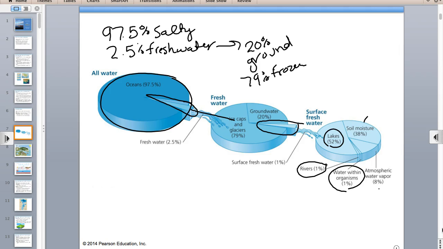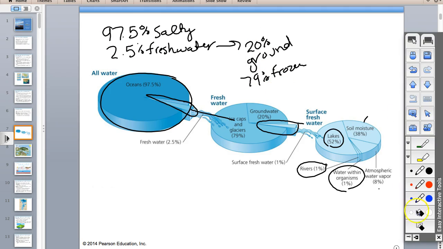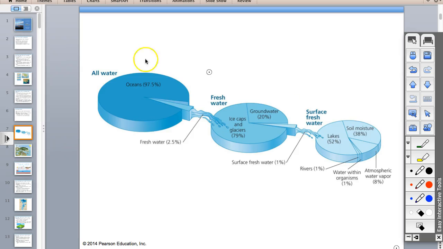So, bottom line, 97.5% is salty, 2.5% is fresh. Of the fresh water, about 80% is frozen and 20% is in the ground. Yeah, I know it's 79, I got it. But that 1% that's not frozen or in the ground, most of it's in lakes. A very small amount is in rivers. Okay, so there's your sum. This set of numbers and this set of numbers is really where it's at.